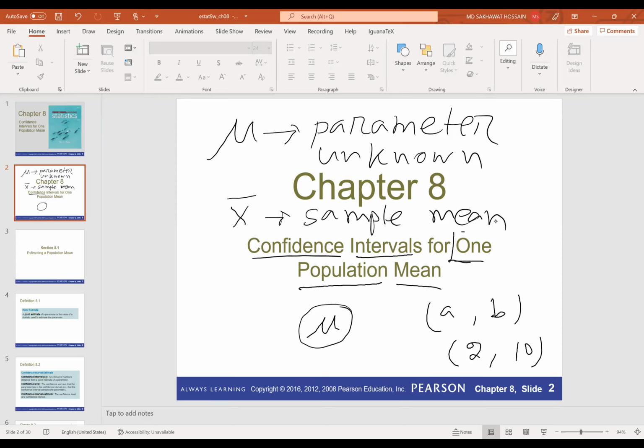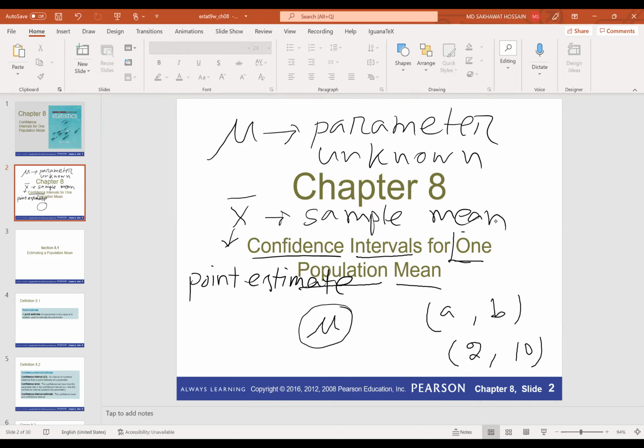Since X bar is a single value, this is a point, right? A single value means a single point. So this type of estimate is called a point estimate. So X bar is a point estimate of mu.